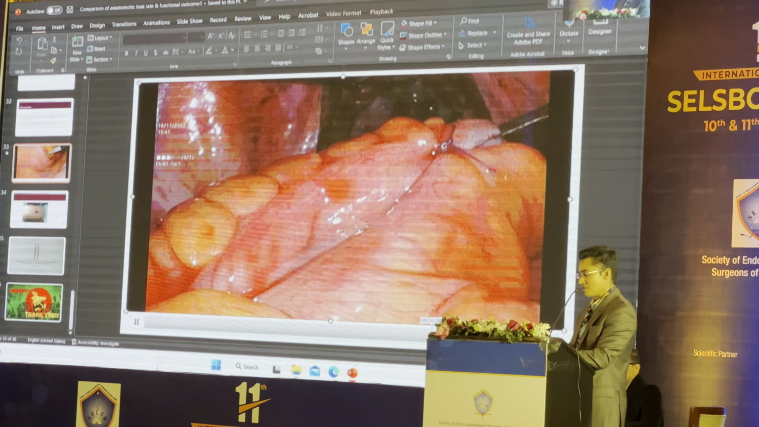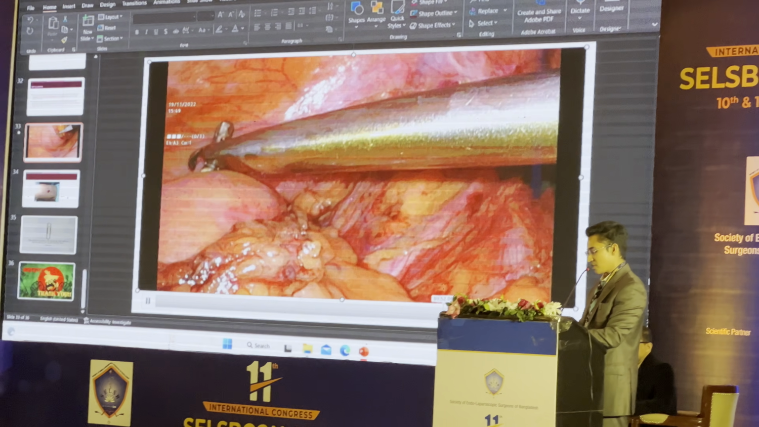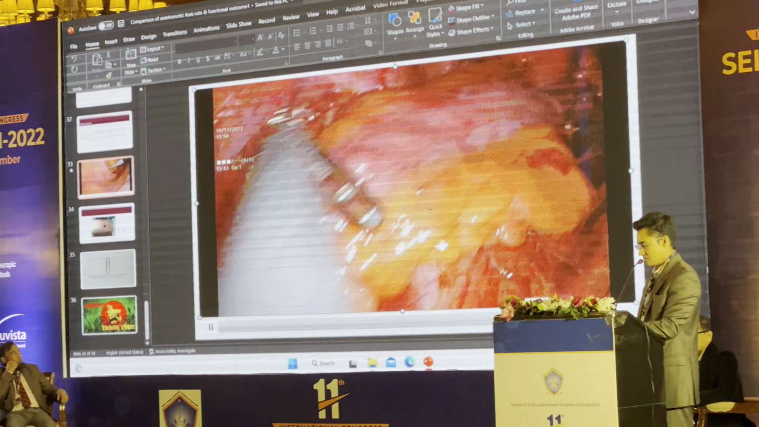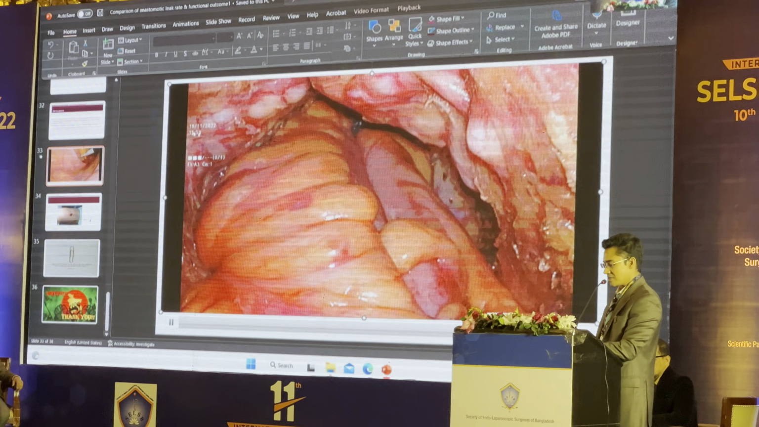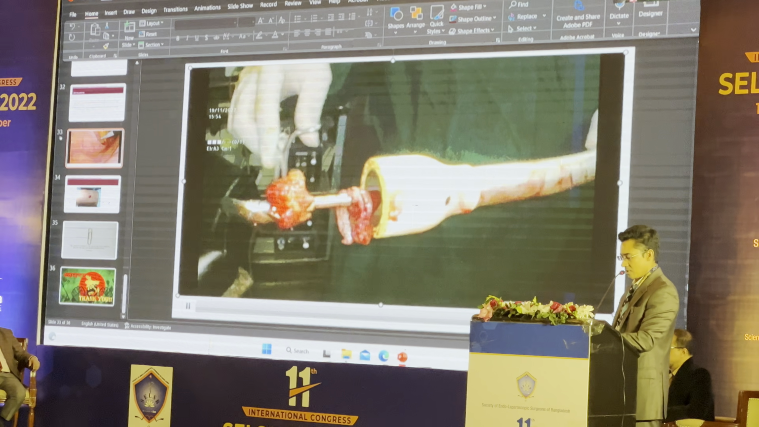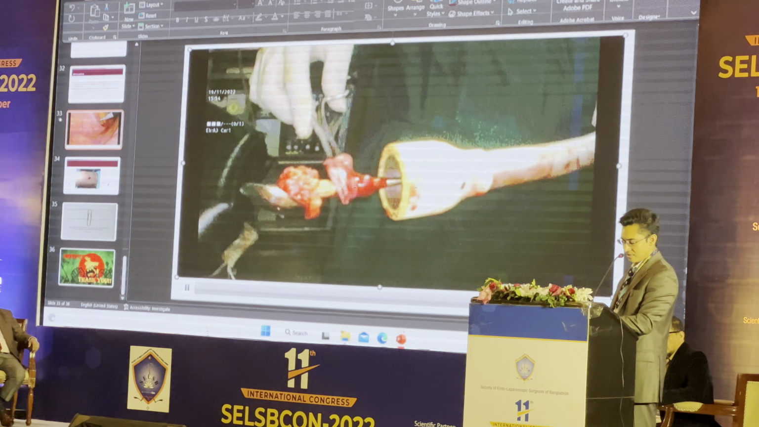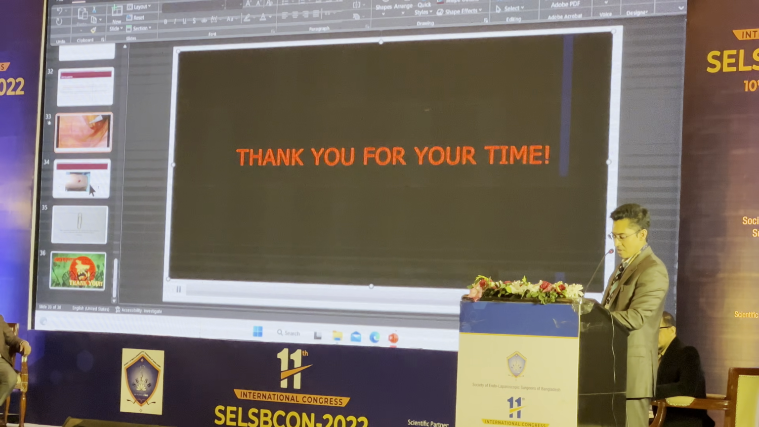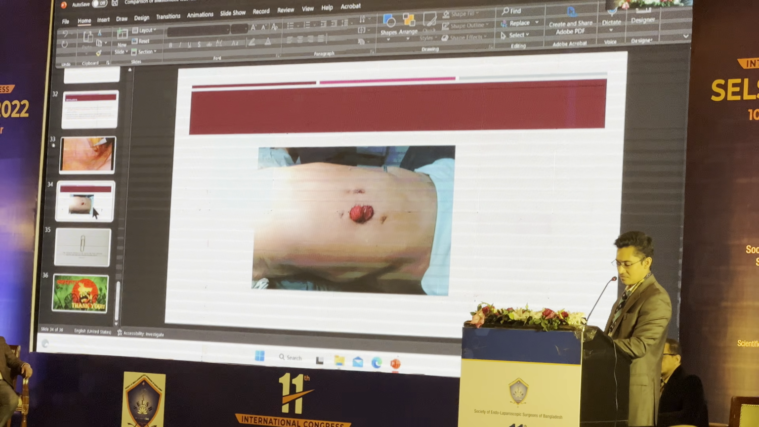Now, orientation is a must. You must make sure the orientation is okay. There you can see the J pouch, and there must be no tension. The donuts are perfect. And the end result is this.